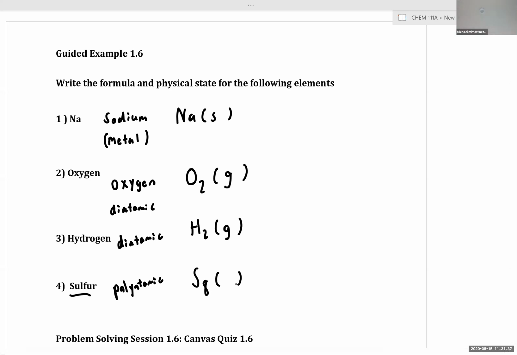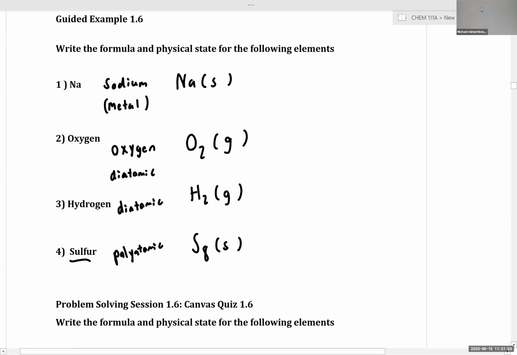If we had to guess, what's a pretty good guess for the state symbol of most elements? If it's not on any of our lists, we guess that it's a solid. S8 is pretty interesting and it's a super bright yellow solid. It smells terrible, not very fun to work with.